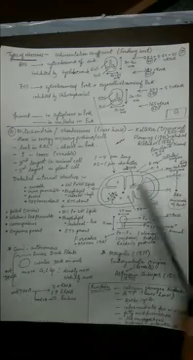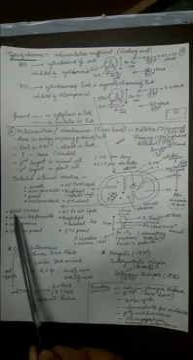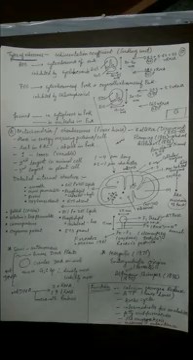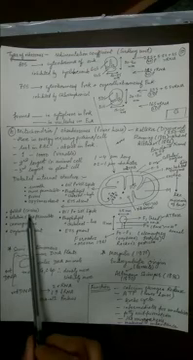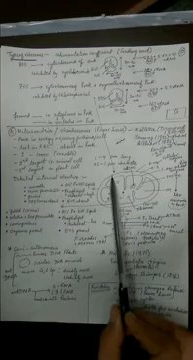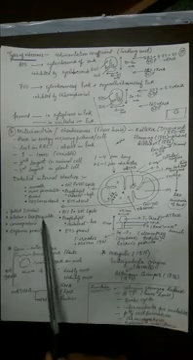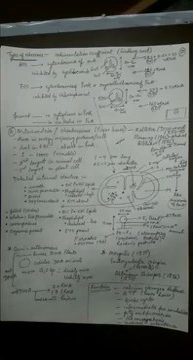So the first difference between the outer membrane and inner membrane is that the outer membrane is smooth, while the inner membrane is infolded. It is folded towards the inside, or invagination, and you call these infoldings cristae. Now the permeability of the outer membrane is more compared to the permeability of the inner membrane. It is less permeable and more selective in nature.